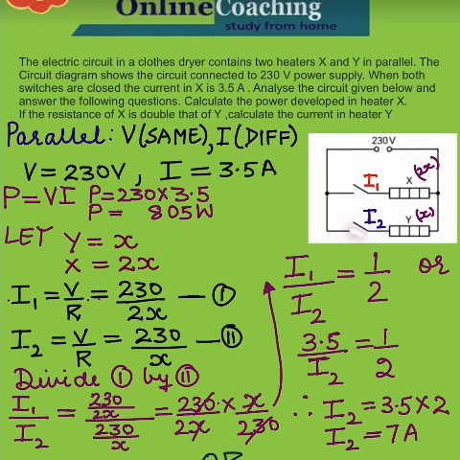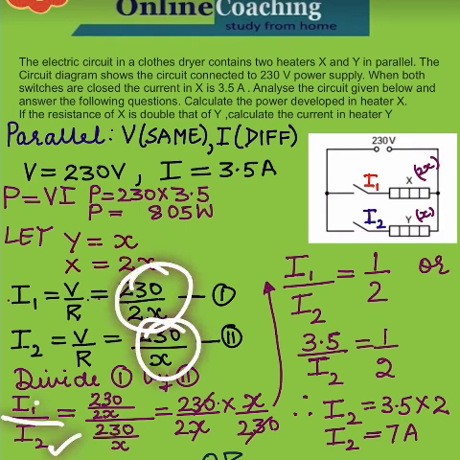Now for current I2, what will I do? I2 is V upon R, as I know the formula. I will put in 230 V from here because it is the same, and X, which is the resistance of Y. So I2 is 230 upon X, and this will be equation number 2. Now next step, I will divide equation 1 by equation 2, so I1 upon I2 is equal to these values.